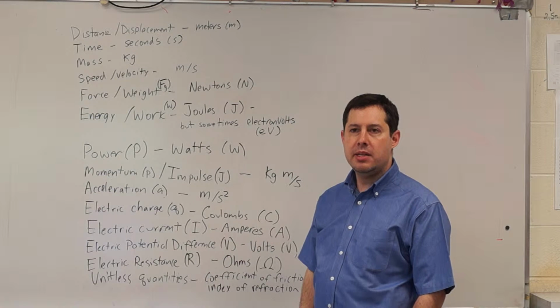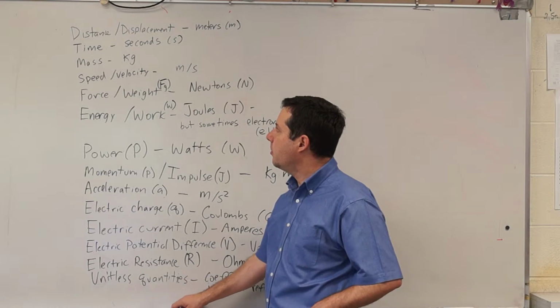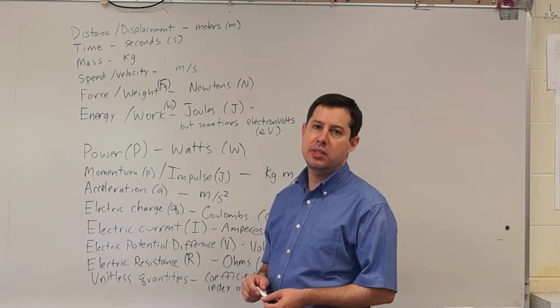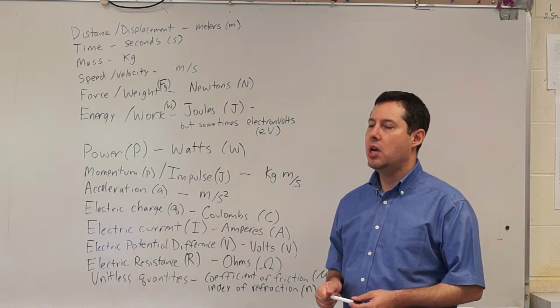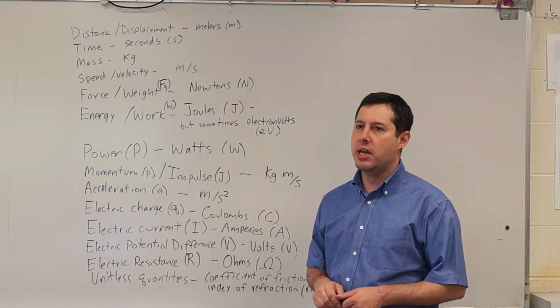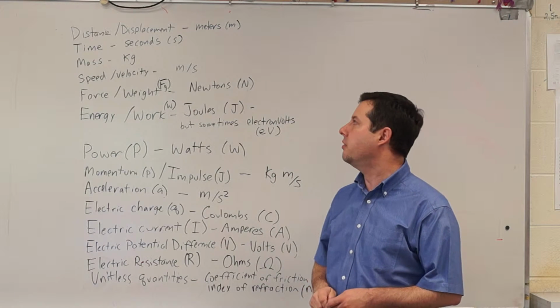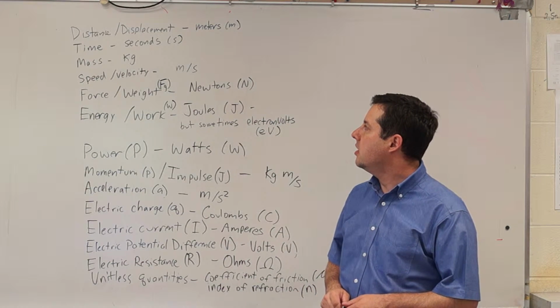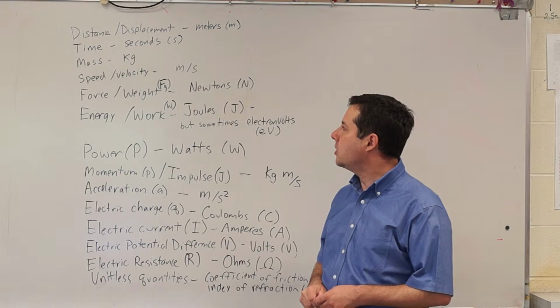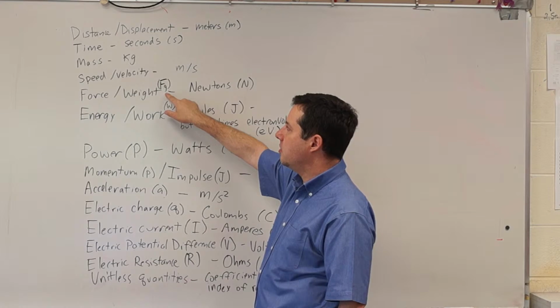I'm going to go through these, and in some cases I've written down what they represent. Time, for example, is in seconds. Sometimes you'll see it expressed in minutes or hours, and you might want to convert to seconds. If you see distance in centimeters, you might want to convert to meters. Mass is expressed in kilograms. Now, this is different than weight, which goes by a little letter F sub g.